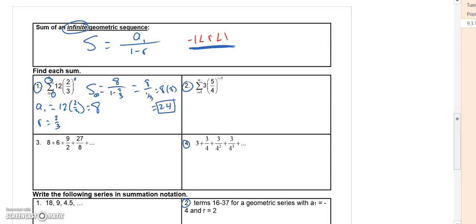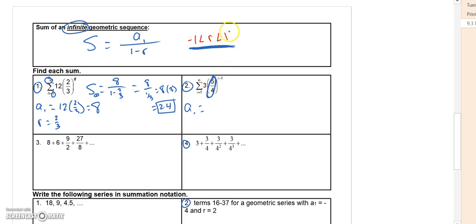Okay, let's do number 2, infinite. I go from 1 to infinity. So a1 is going to be when I plug in, this is the i minus 1. When I plug in i equals 1, that's my first term. 1 minus 1 is 0, so this entire exponential term is going to be 5/4 to the 0. That's going to be, ooh, wait, actually, let's hold on here.